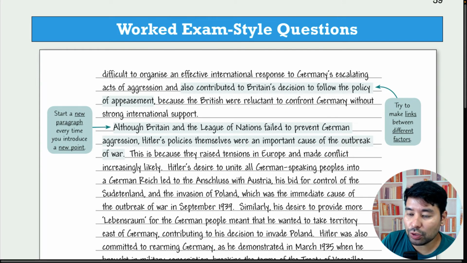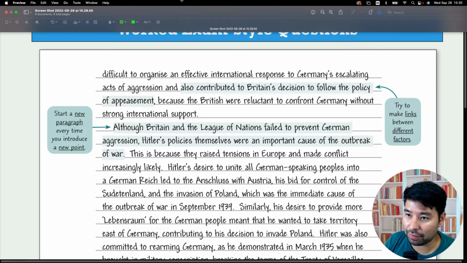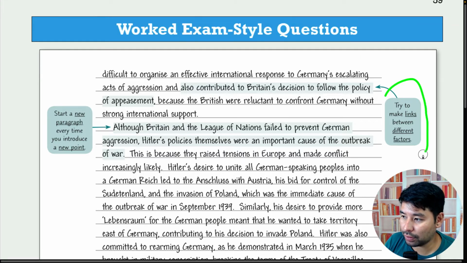Again, it made it more difficult to organize an effective international response to Germany's escalating acts of aggression and also contributed to Britain's decision to follow the policy of appeasement. The comment that we have about that: try to make links between different factors. Try to make links between different factors. This is the comment that we have, right? So let me just make a circle here, as you can see.